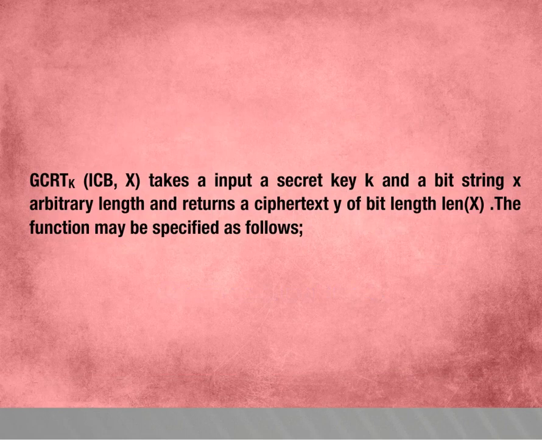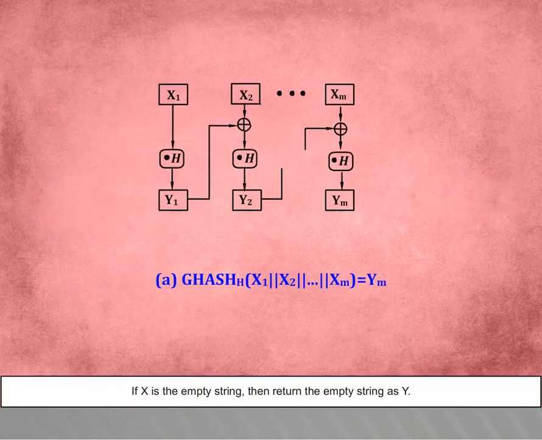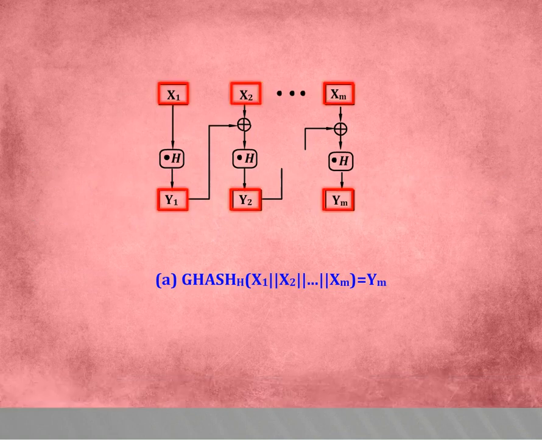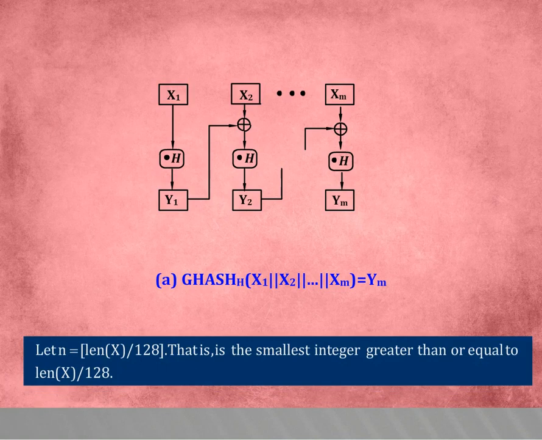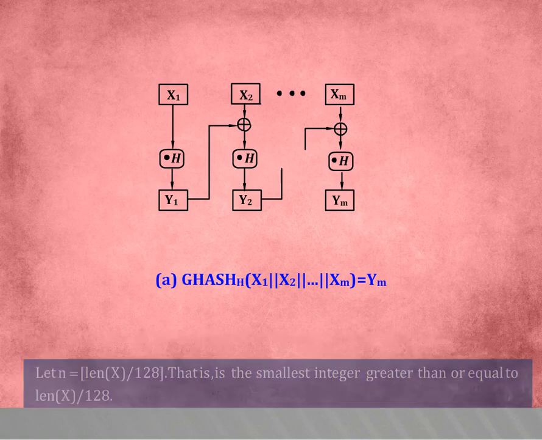GCTR k of ICB, x takes as input a secret key k and a bit string x of arbitrary length and returns a ciphertext y of bit length len of x. The function may be specified as follows. If x is the empty string, then return the empty string as y. Let n be equal to len x divided by 128. That is the smallest integer greater than or equal to len x by 128.